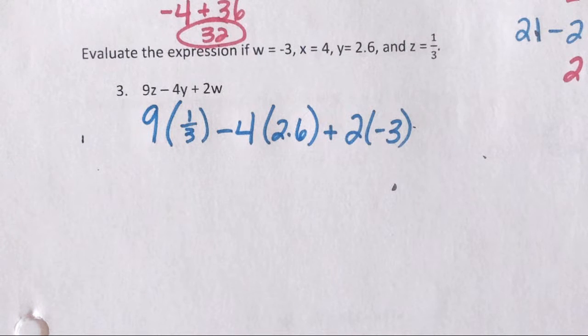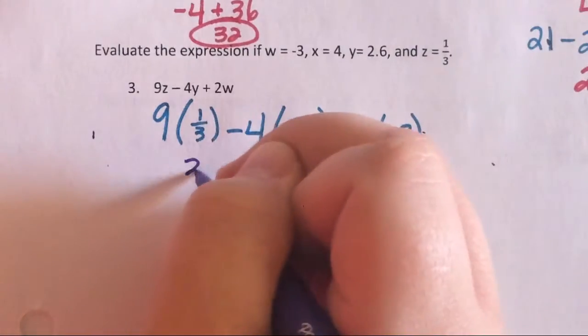Say it again. 1/3 of 9 is 3. I'm happy because 9 times 1/3 is just the whole number of 3. Perfect, give your group a point.